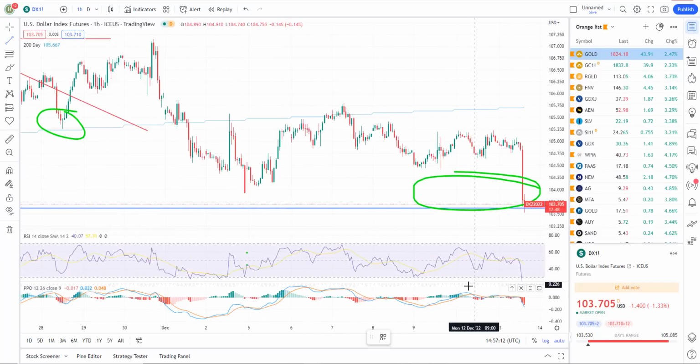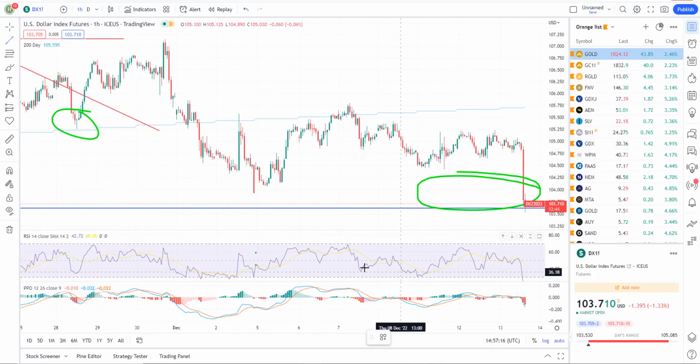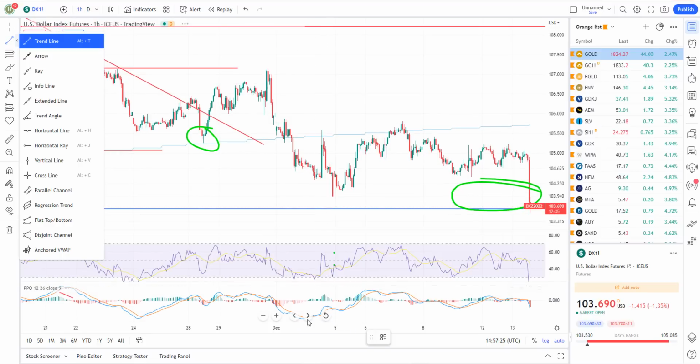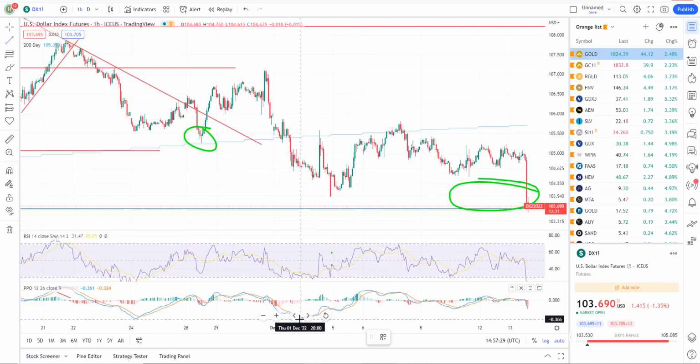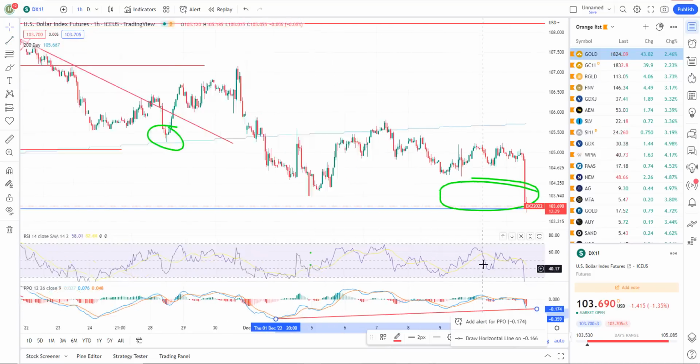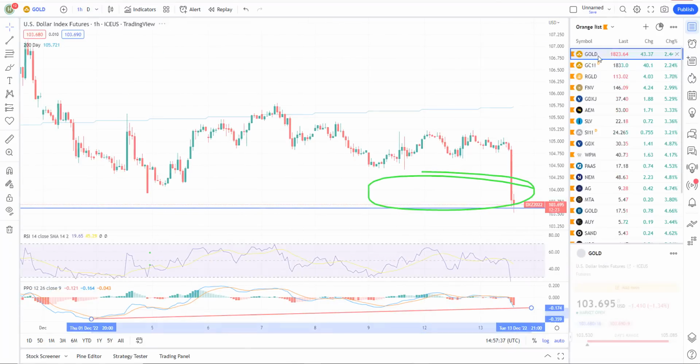If I go to the hourly, let's see here. Actually, I take that back. Not really a divergent low on the RSI. It is there on the PPO as a divergent low. You can see it right here if I just grab the line tool and extend it out. Okay, divergent low on the PPO, and it's a level of support. So I suspect this is probably where the dollar is going to stop falling.